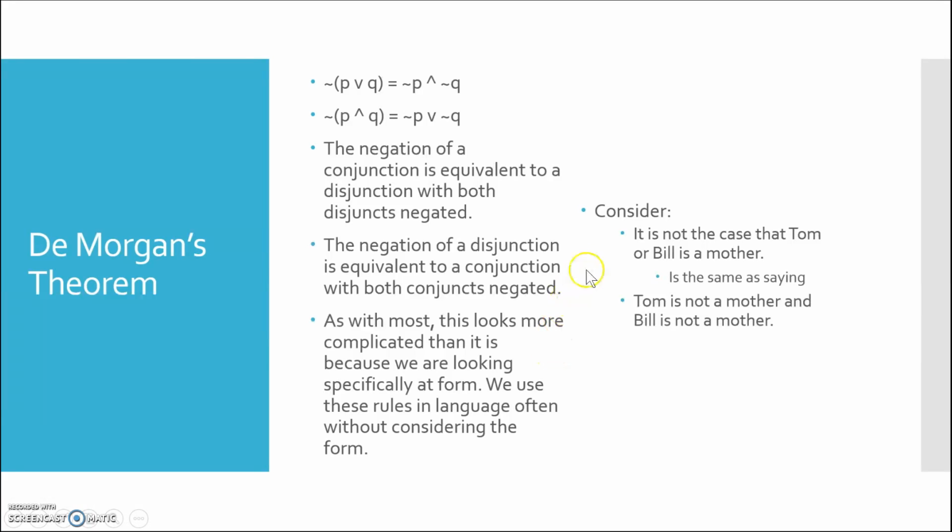So consider this one. It is not the case that, we're going to use the or here, it is not the case that Tom is a mother or Bill is a mother. That's the same thing as saying Tom is not a mother and Bill is not a mother. They are equivalent. That's what this is expressing. If this is true, this will also be true. If this is false, this will also be false.